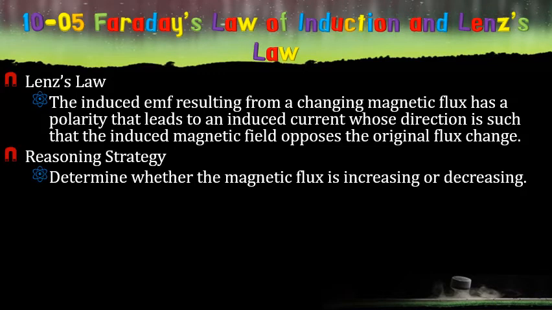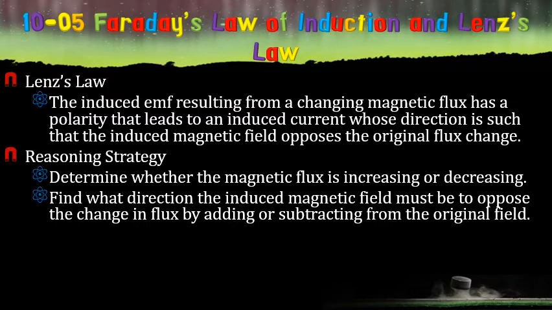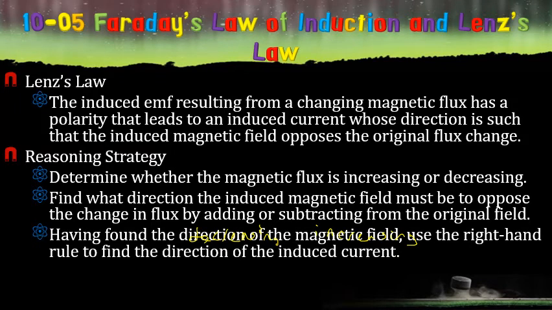So determine whether the magnetic flux is increasing or decreasing. Find what direction the induced magnetic field should be to oppose the change in flux by adding to or subtracting from the original field. So if the flux is decreasing, you need to add. You would subtract if the flux is increasing. Having found the direction of the magnetic field, use the right-hand rule to find the direction of the induced current. So that's the one where you curl your fingers and your thumb points the direction of the current. Since these are loops, you curl your fingers the correct direction around the loop, and your thumb will show the direction of the current.